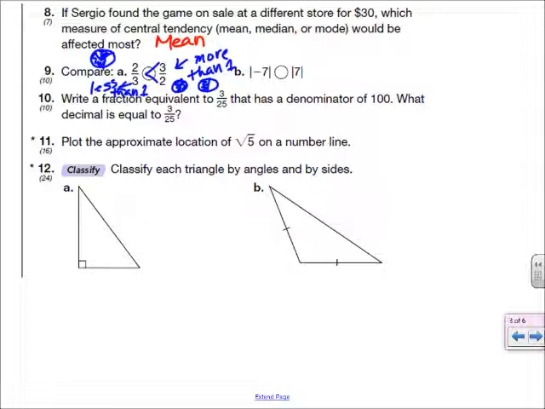The absolute value of -7 is 7, and the absolute value of 7 is 7. Those two are equal.